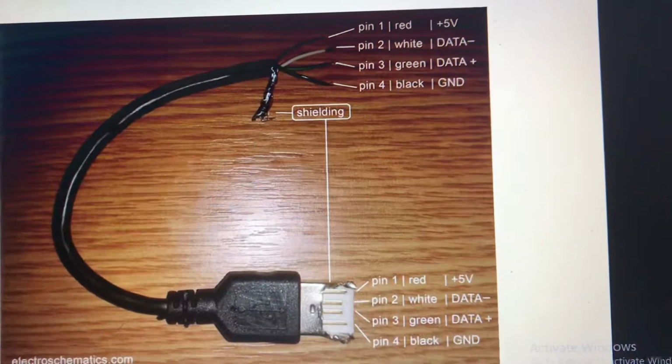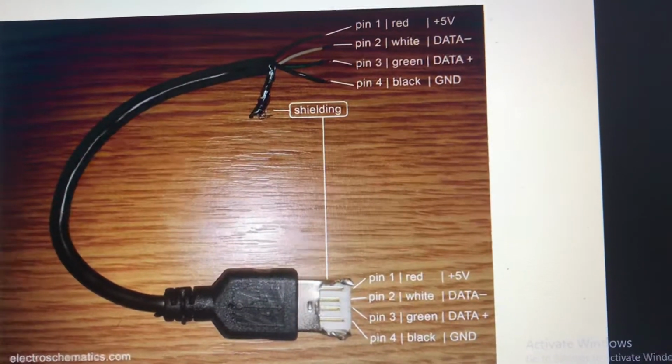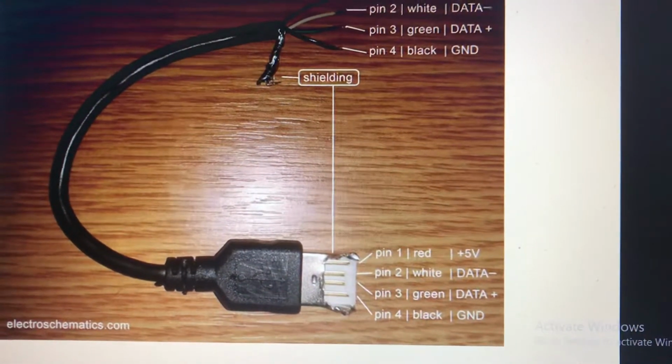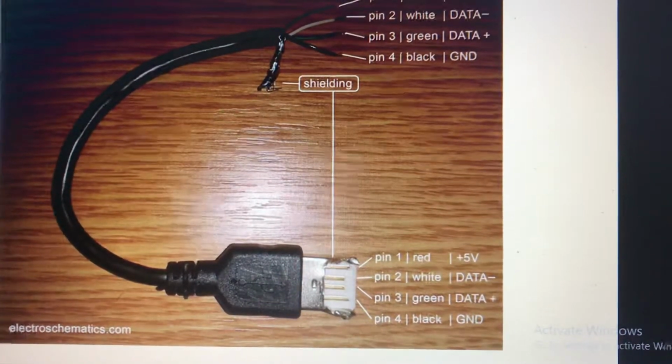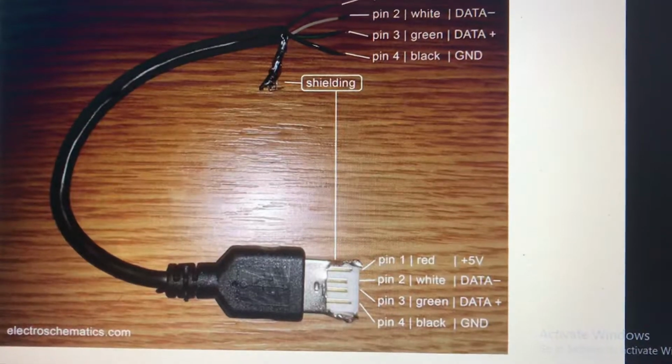As you can see, the different colors of the wires are labeled. Red wire is for power, white and green wires are for data transfer, and black wire is for grounding.